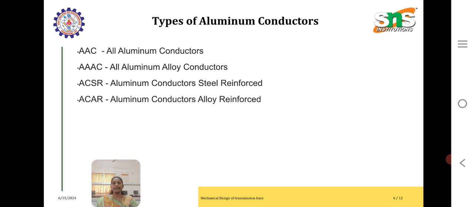The types of aluminium conductors are all aluminium conductor, all aluminium alloy conductor, aluminium conductor steel reinforced, and aluminium conductor alloy reinforced. These are the types of aluminium conductors.